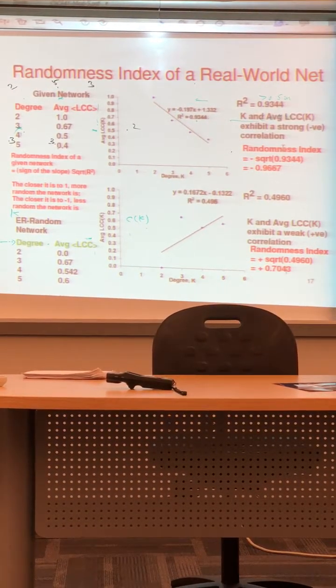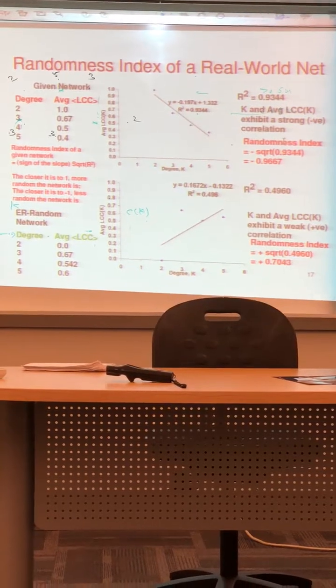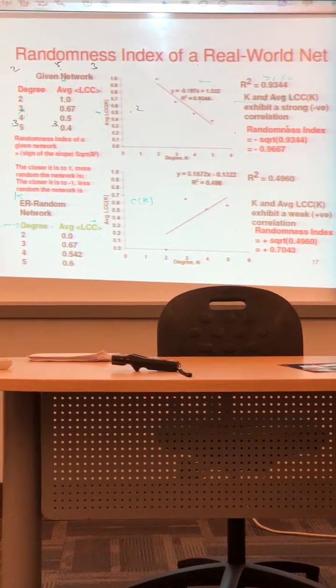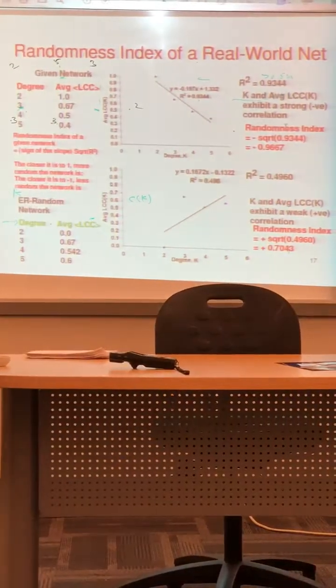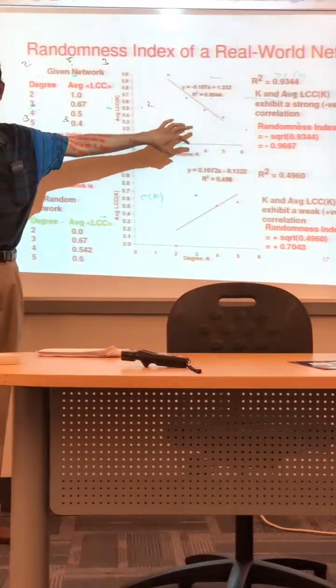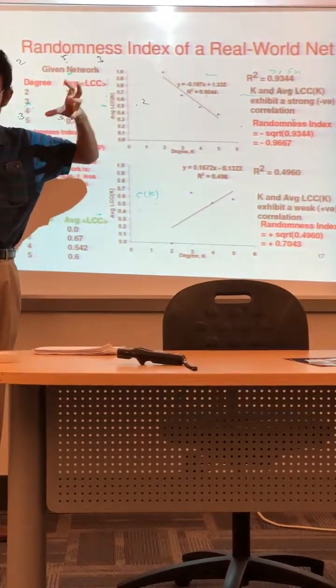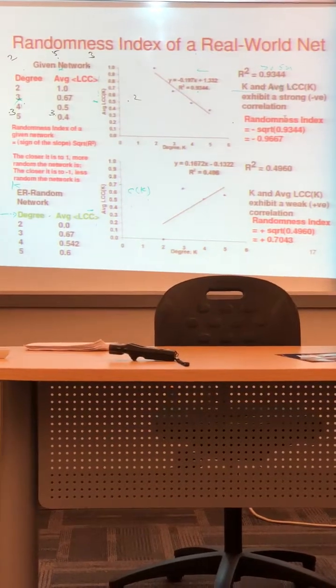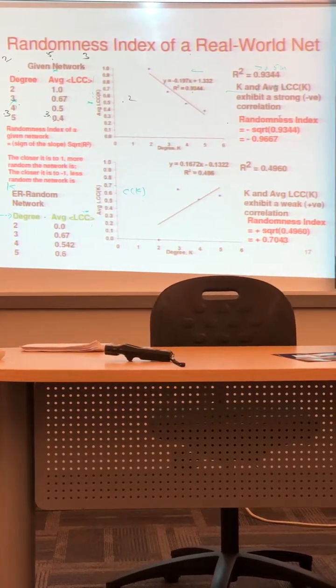So the general trend is the randomness index will range from -1 to 1. If it is positive, that's an indication that the network is more random in nature. If it is negative, then it's an indication that the edges are not random. They are created due to some preferential attachment or some reason and not random.